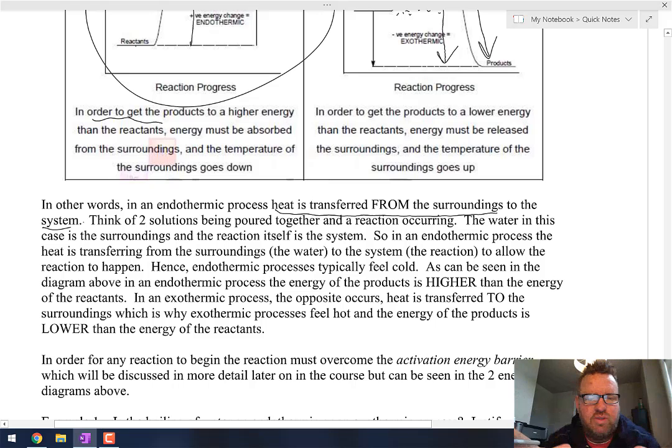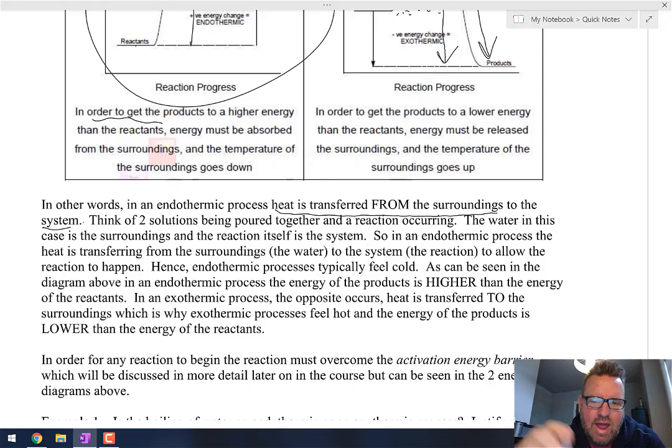So in other words, in an endothermic process, heat is transferred from the surroundings to the system. Think of two solutions being poured together and a reaction occurring. The water in this case is the surroundings, and the reaction itself is the system. So in an endothermic process, the heat is transferring from the water to the reaction to allow the reaction to happen, and therefore when you touch that, it feels cold.